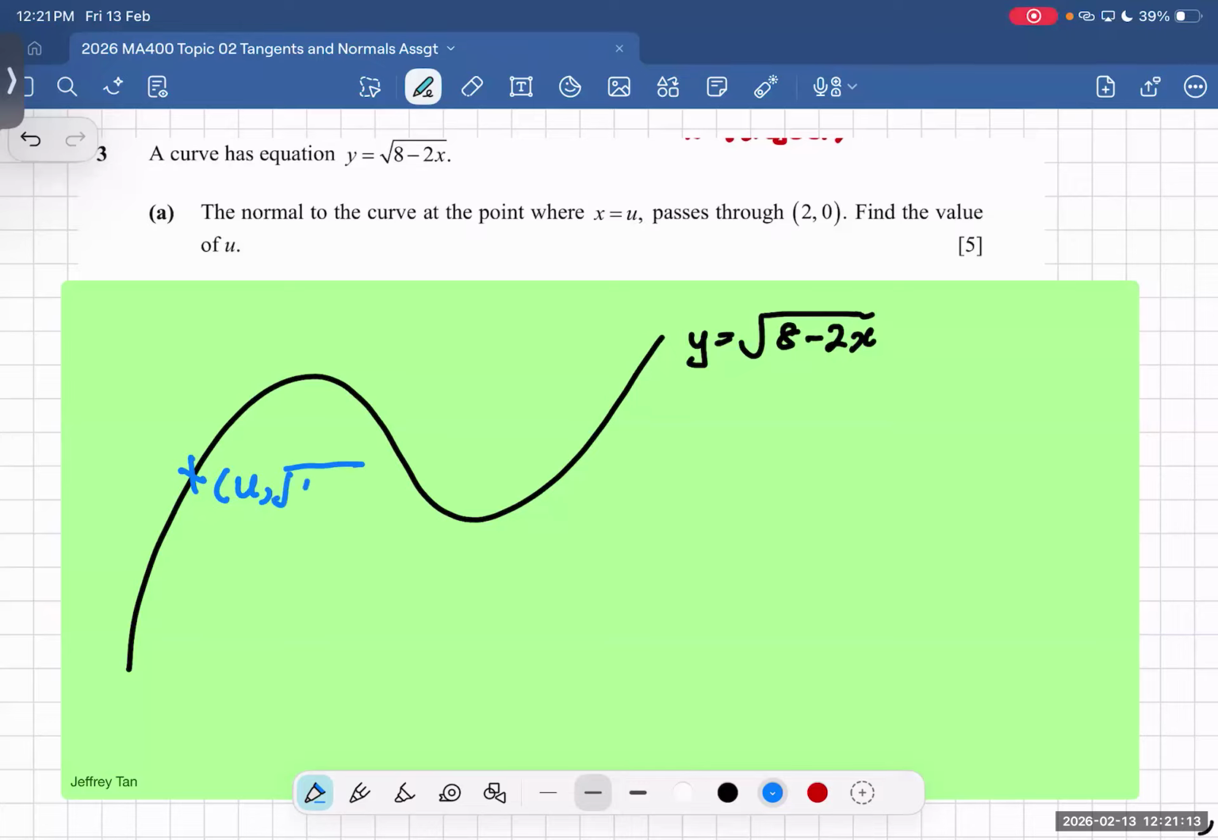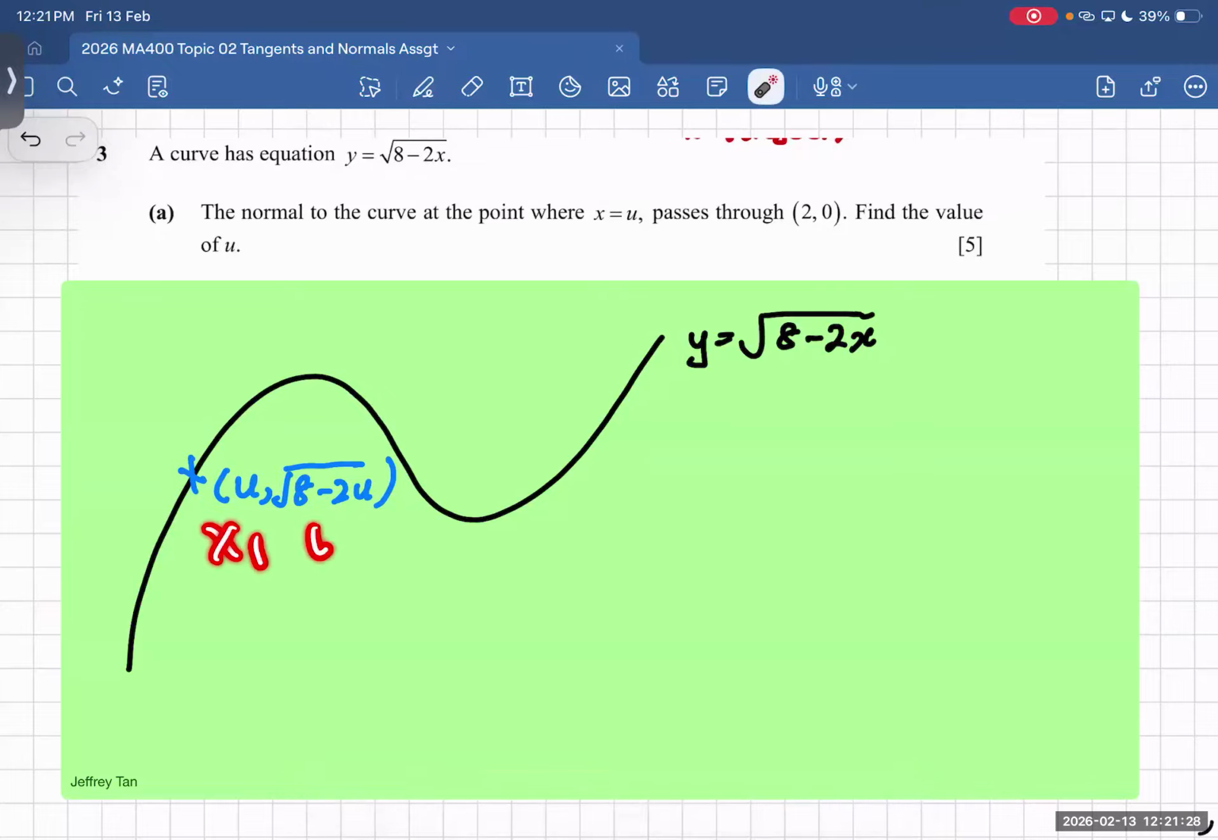Okay. So this is 8 minus 2u. Understand? Because I sub u inside 8 minus 2x. Now, what am I doing here, guys? This is x1, y1. This is x1, y1. It's just a familiar tangent normal equation.